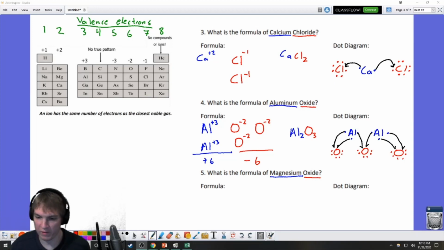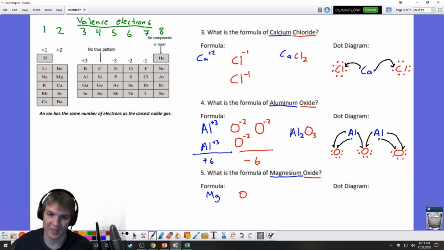All right, number 5. This is going to be the last time we review writing out a chemical formula, but we're going to do it the exact same way. So step 1, again, is just to identify the elements. So we have magnesium, and oxide comes from oxygen, so that's O. All right, step 2 is to identify the charges of those elements.